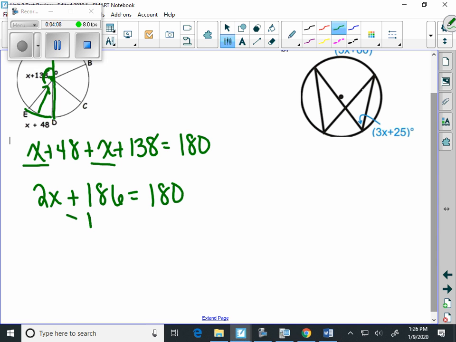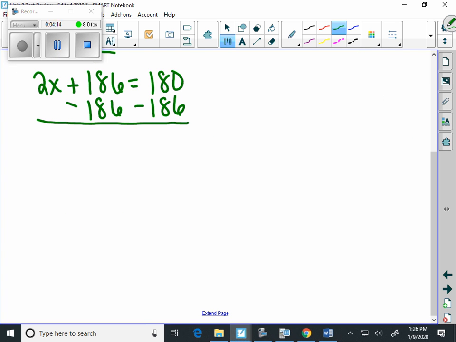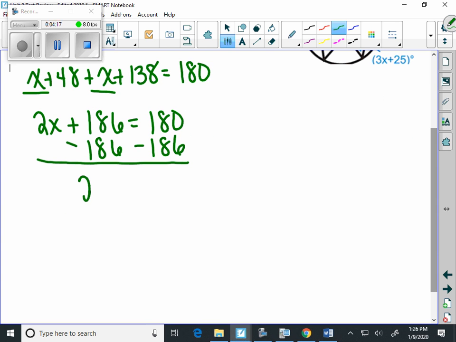So we can subtract 186 from both sides, and we end up with 2x equals -6, and divide both sides by 2. So x equals -3.